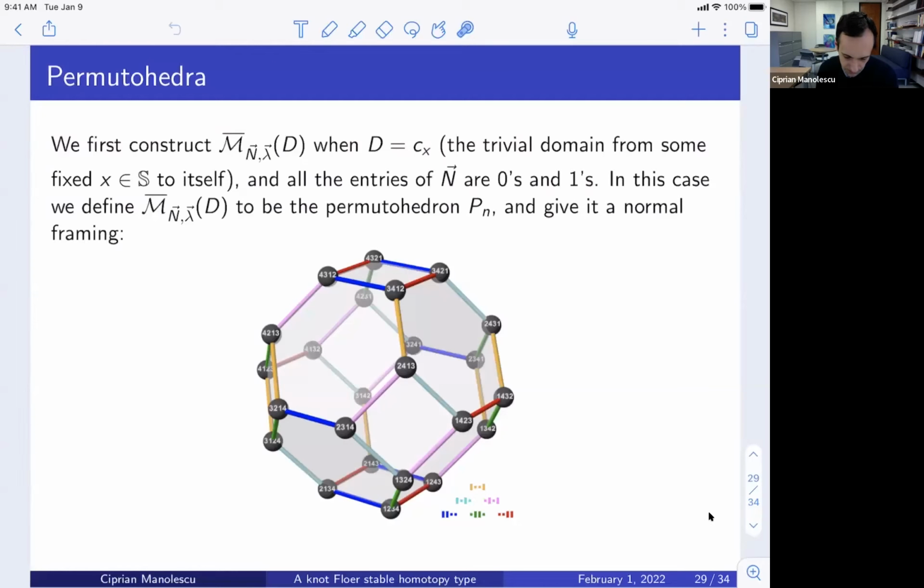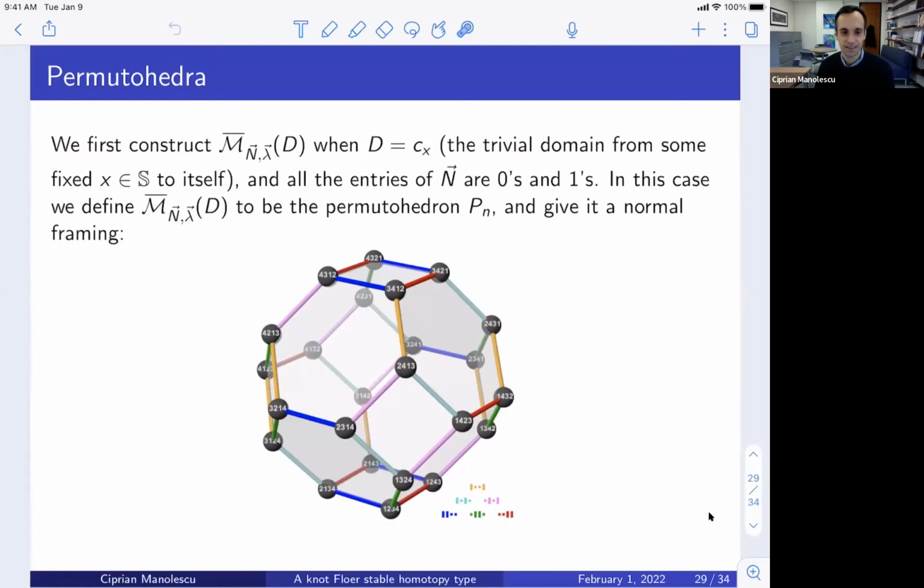And we define it to be the permutohedron. This is a particular polytope. And we have to construct a normal framing for an embedding of the permutohedron into Euclidean space. We expect the permutohedron because we kind of know how the boundary is supposed to be. The boundary is supposed to correspond to splittings of bubbles. And you start with an interval and then you think about what you get. You get these hexagons that you've seen before. And at the next step, you kind of expect the permutohedron. So we just define it to be the permutohedron.